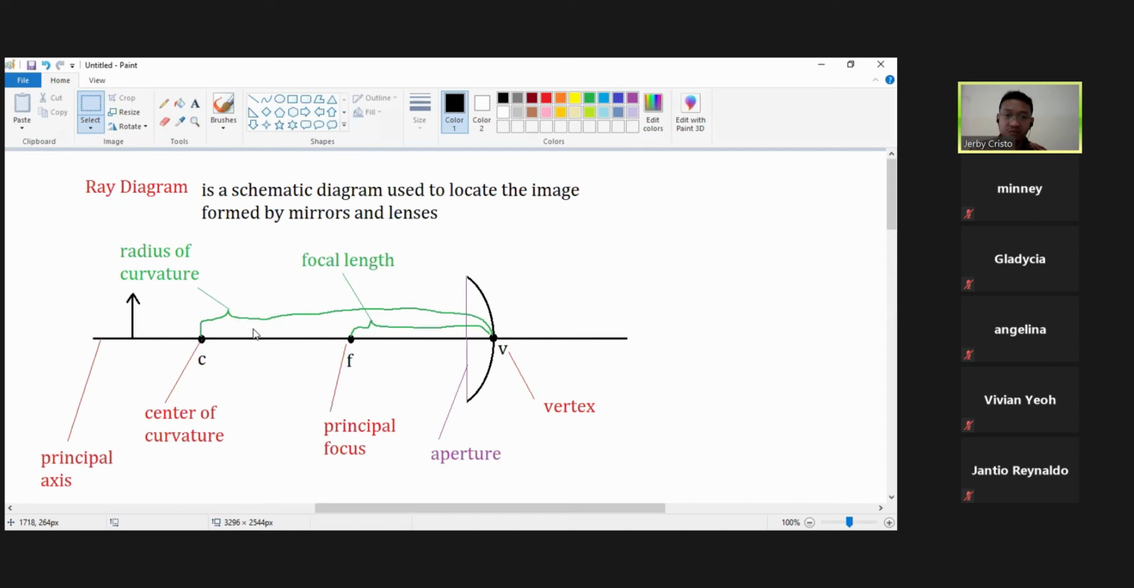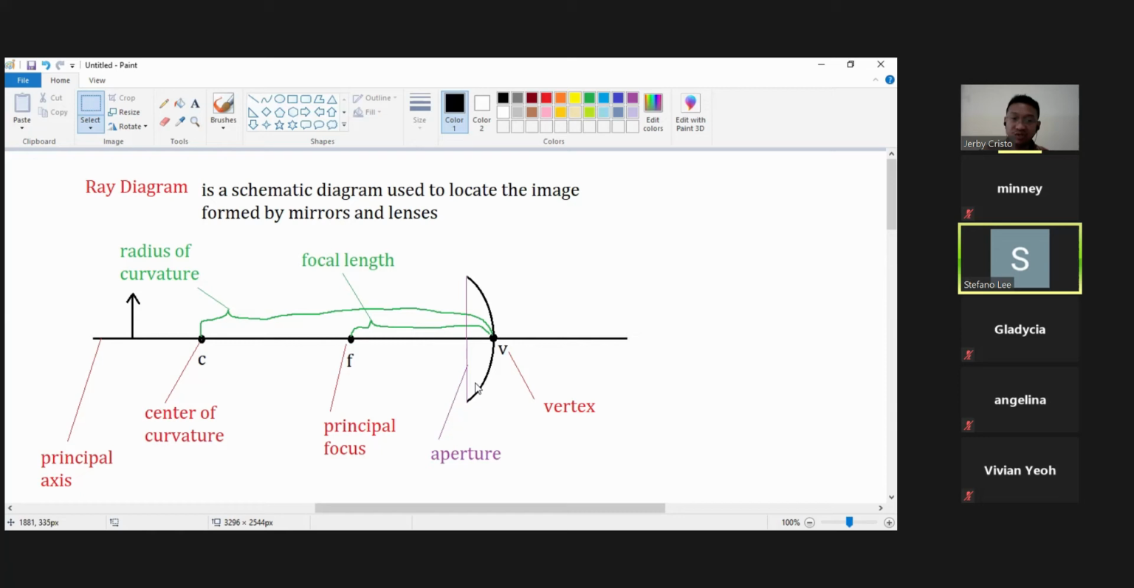Now, the longer the aperture, meaning the wider the opening of the curvature of the reflecting surface, the longer the focal length as well. Focal length and radius of curvature depend on how wide or narrow the length of the aperture is. So the narrower the aperture, the shorter the focal length and the closer the focus.